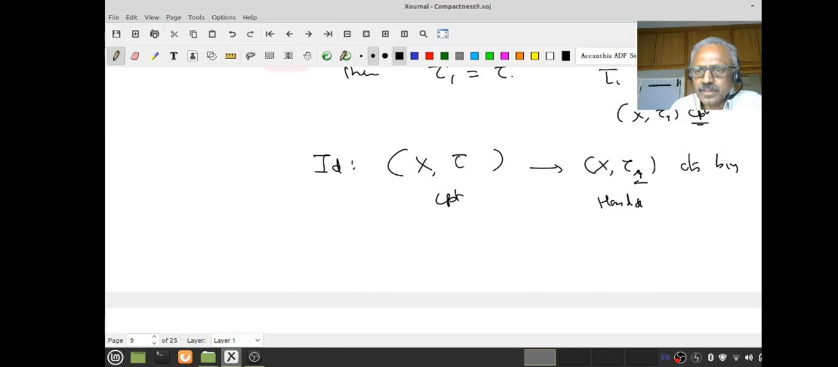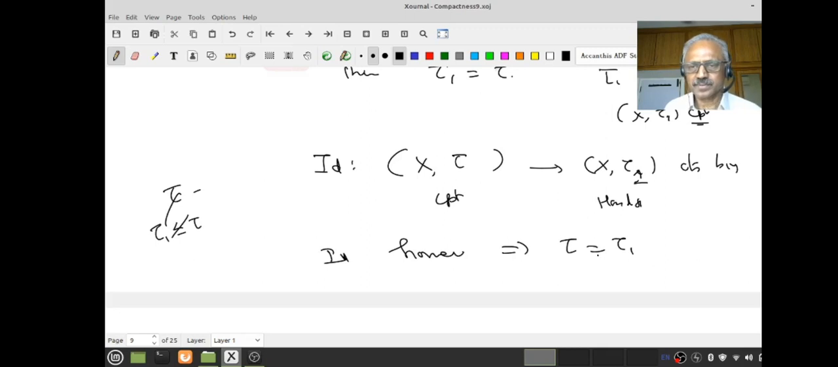Because if tau is a Hausdorff topology and tau 1 is less than or equal to tau, it need not be a Hausdorff topology. Assume it's a Hausdorff topology, but we already know it's also compact. Therefore, we are going to claim they are the same. Therefore, the identity is a homeomorphism. This implies tau equals tau 1.